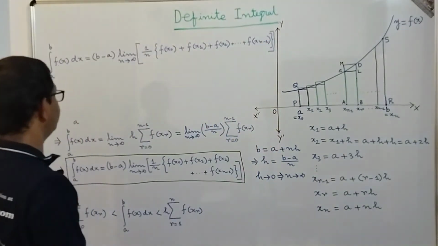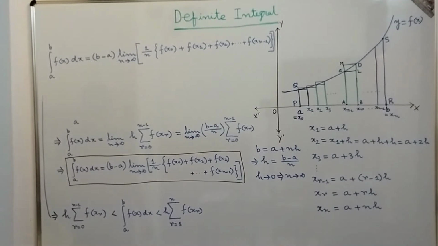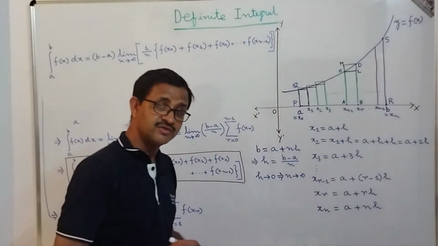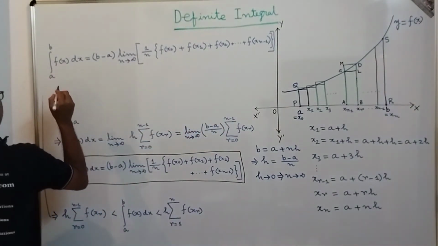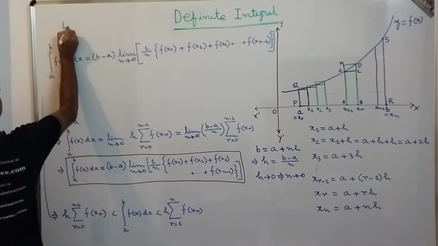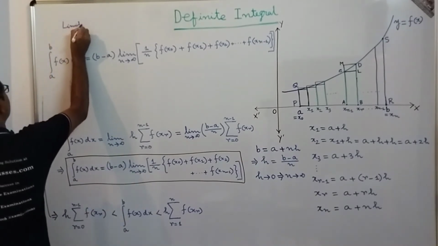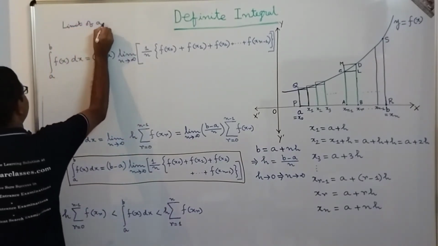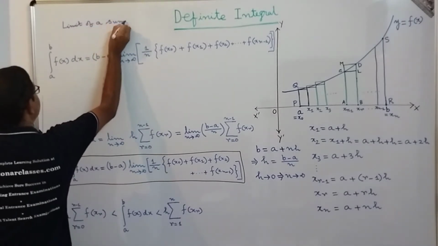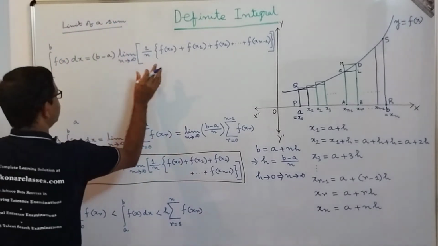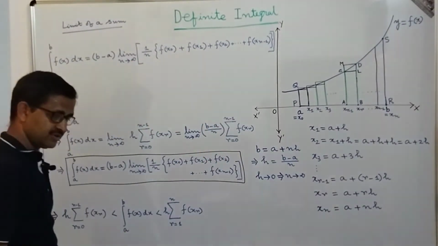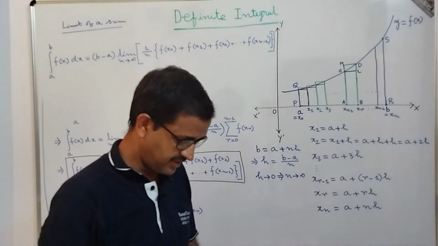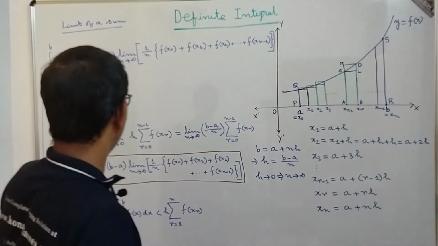So this is the value of this definite integral from a to b of f(x) dx, and it is known as the value of the definite integral as a limit of a sum. Why limit of a sum? Because it is a limit and then we are adding, so limit of a sum. Let us take one example and it will be very well understood how to find that.